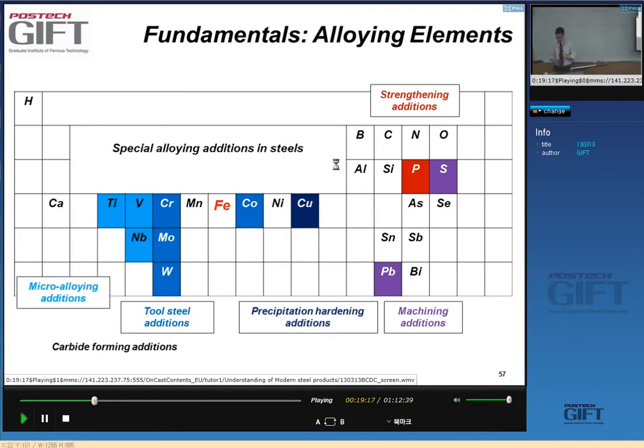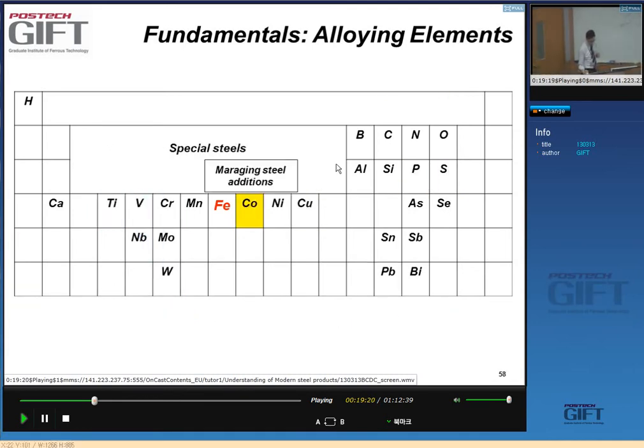There are special steels again, such as mar-aging steels. Mar-aging steels are very interesting steels. We'll talk about them. Very special class of formable martensitic steels, and they use cobalt. Cobalt is a very expensive alloying element. So it's very uncommon to see cobalt in steels. But you will see it in mar-aging steel applications and in tool steel applications.